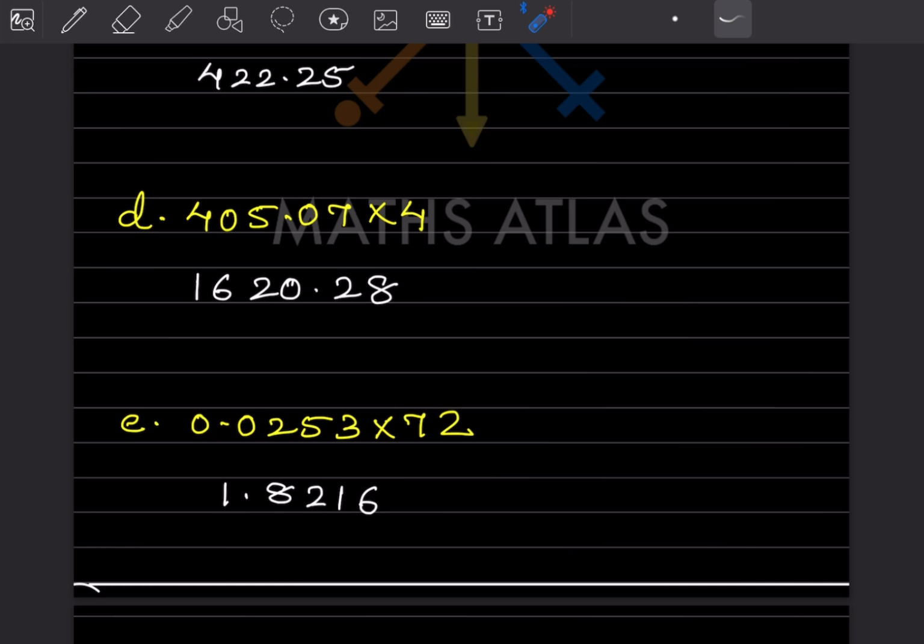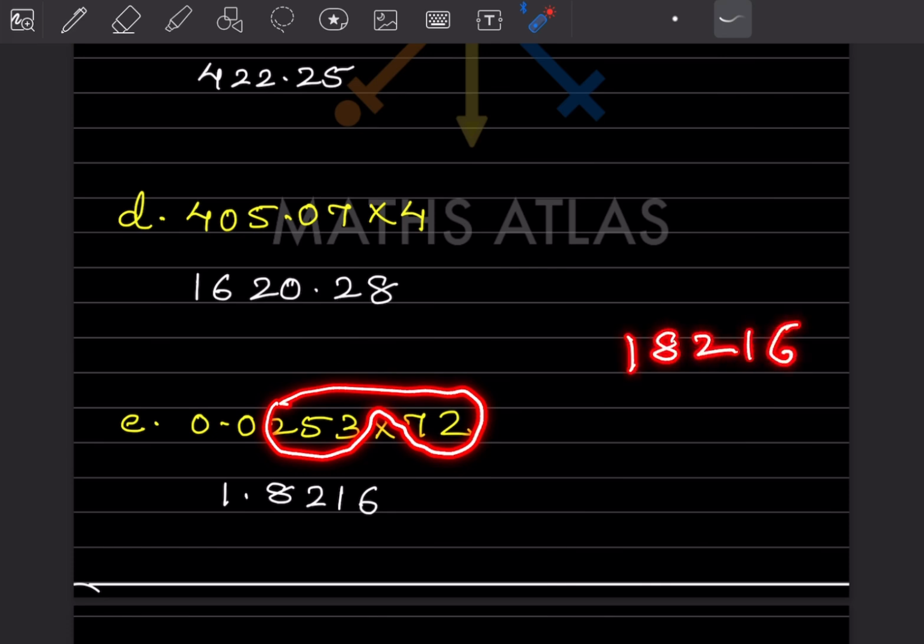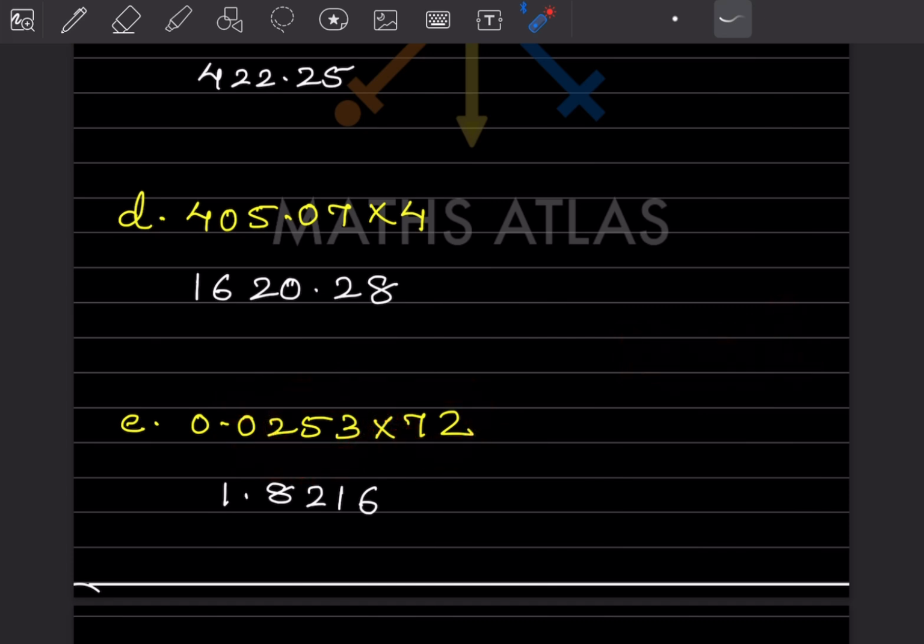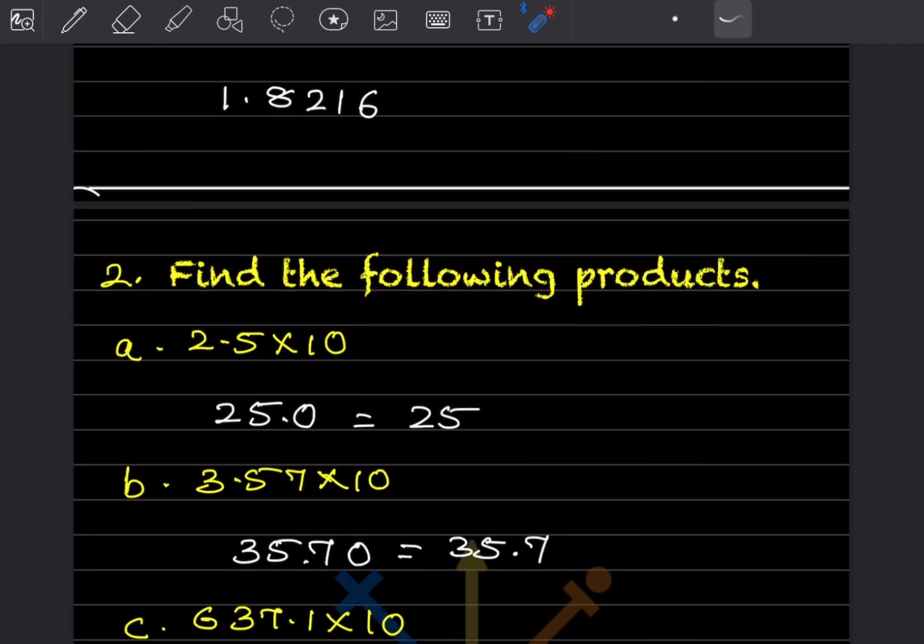Because that is 0 point, you will take this 253 multiplied by 72. So that is going to be 18216. So now what will you do? You will go backwards here, 1, 2, 3, and 4. After 4 numbers is a decimal, so you will go here 1, 2, 3, 4 and put a decimal point over here. So 1.8216.